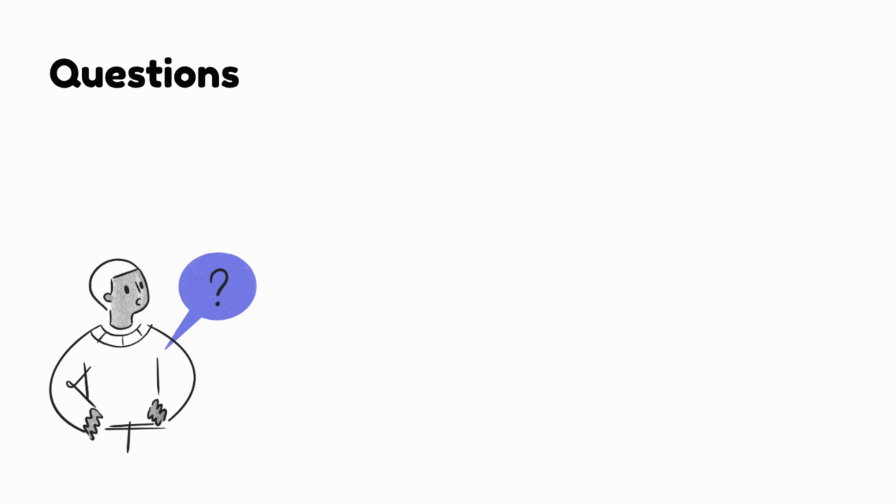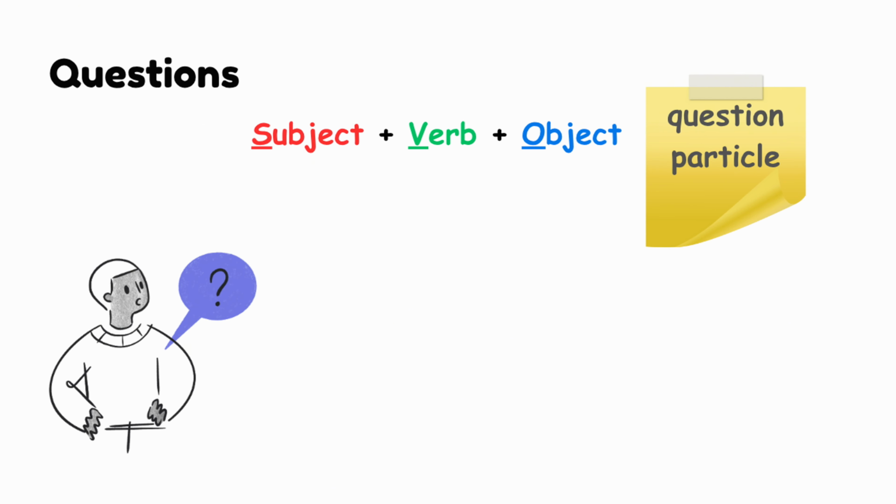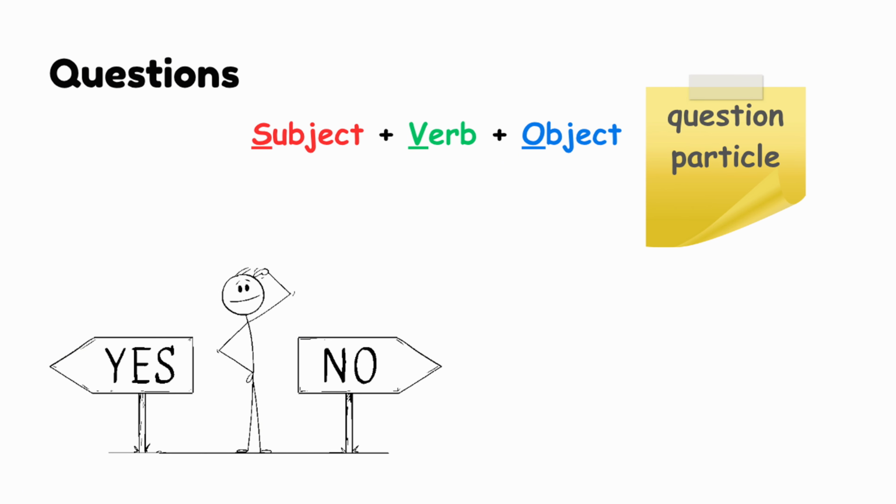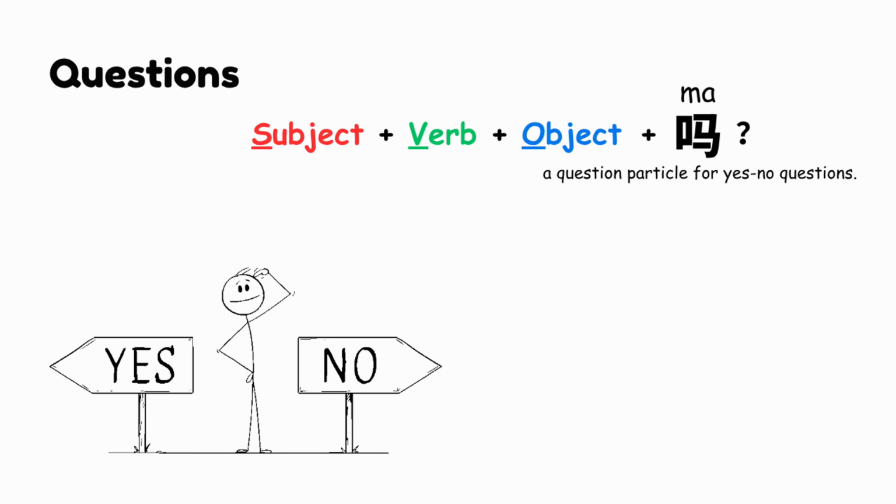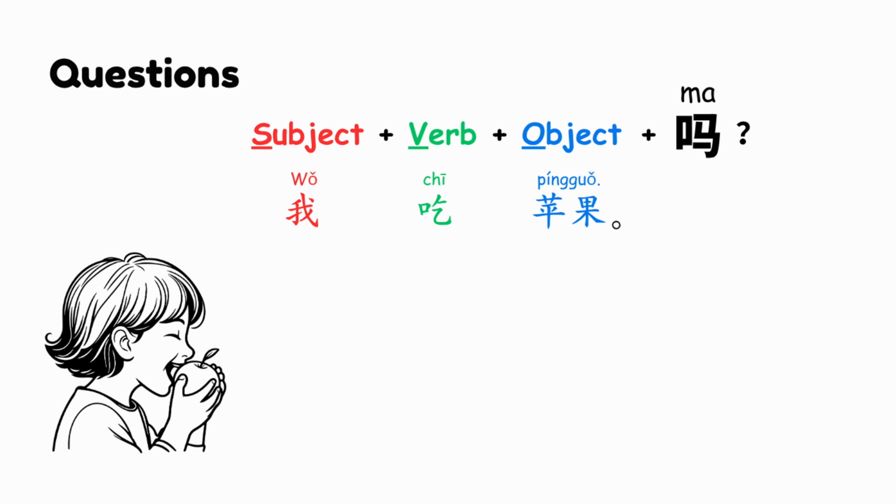What about questions? Super simple. No need to change the word order. Just add a small word called a question particle to the end. For yes-no questions, the particle is ma. For example, I eat apples. 我吃苹果. To change this to a question, just add a ma to the end. 我吃苹果吗? Do I eat apples?